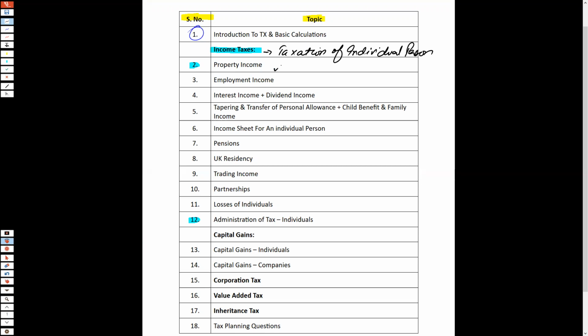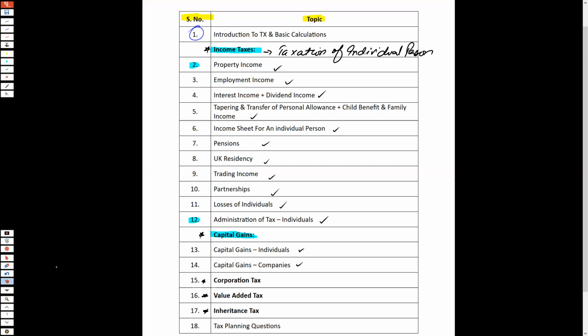And under income tax, all of these: property income, employment, interest, dividend, tapering and transfer of personal allowance, child benefit, family income, income sheet, pensions, residency concept, trading income or business income, partnership profits, losses of individuals and administration of tax. All of these are covered in the heading of income taxes. Thereafter, the capital gains for companies, capital gains for individuals. These two are the subtopics in the capital gains. Thereafter, the third area of the corporation tax, then value added tax, then inheritance tax.